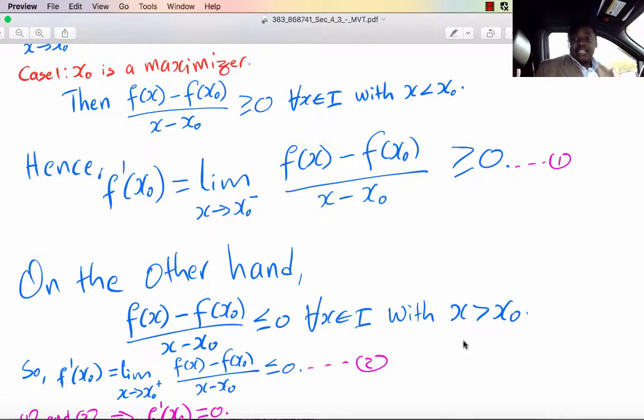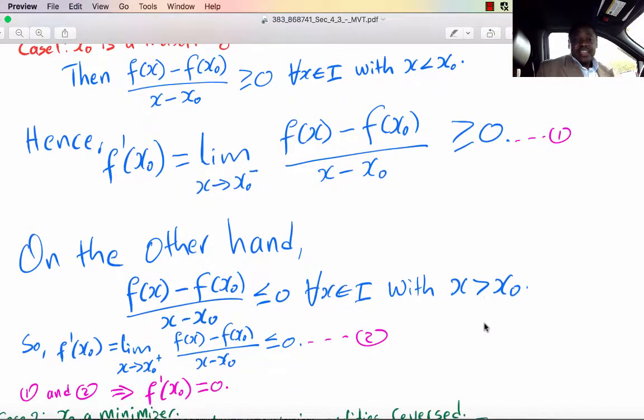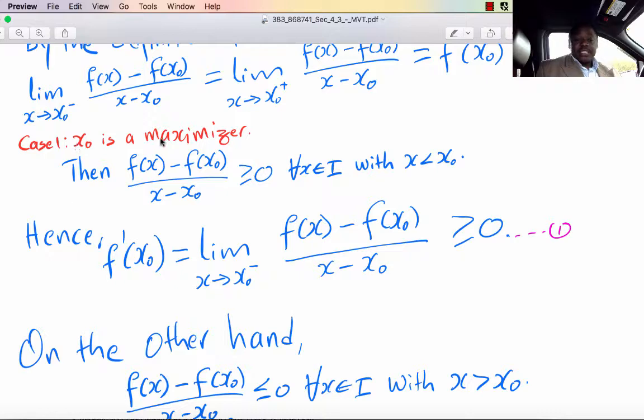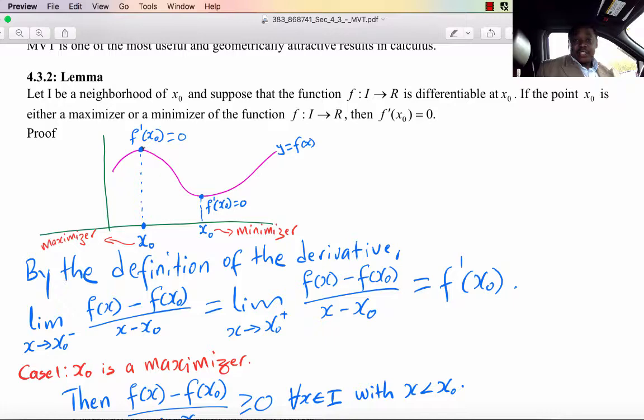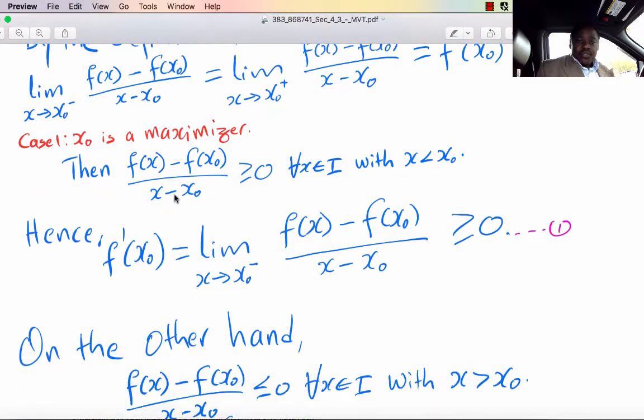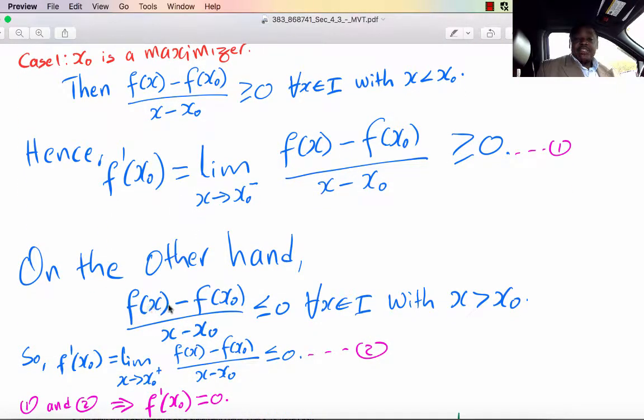On the other hand, let us verify what happens when x is greater than x0. When x is greater than x0, then x minus x0 is going to be bigger than 0. Again, x0 is a maximizer, which means f of x0 is bigger than or equal to f of x for every x in I. So that would mean that f of x minus f of x0 is less than or equal to 0. And the denominator, because x is greater than x0, is greater than 0. And therefore this entire quantity is less than or equal to 0 for every x in I.